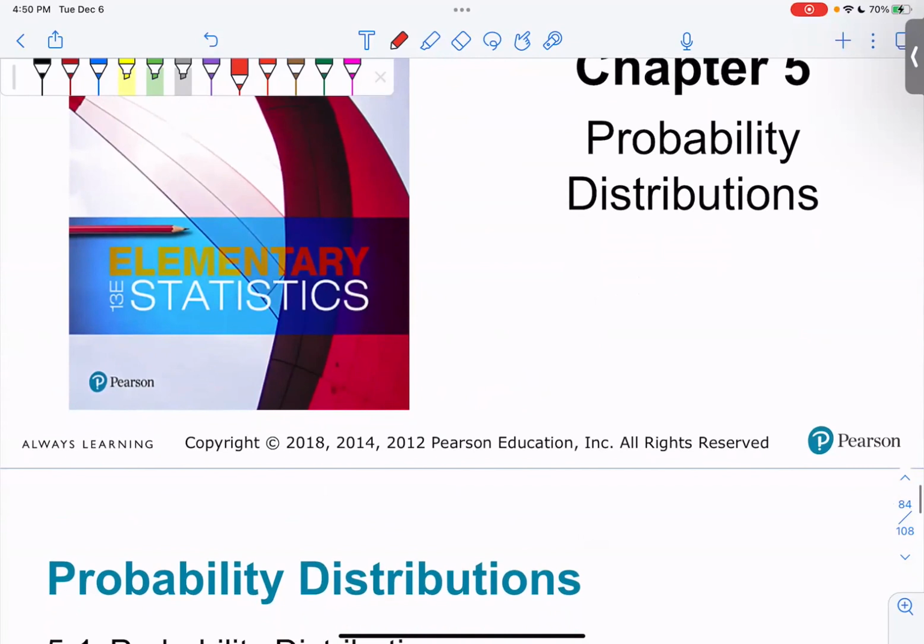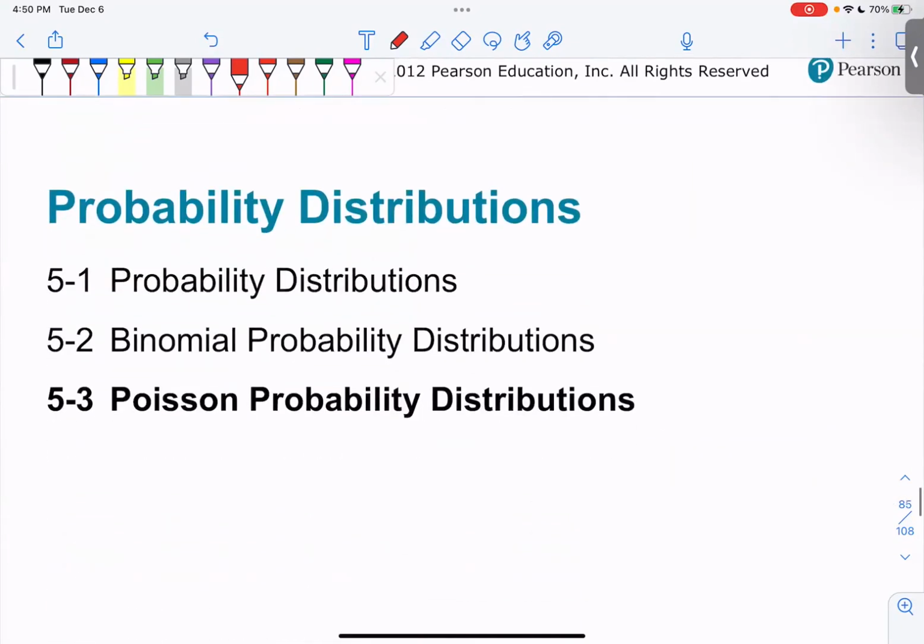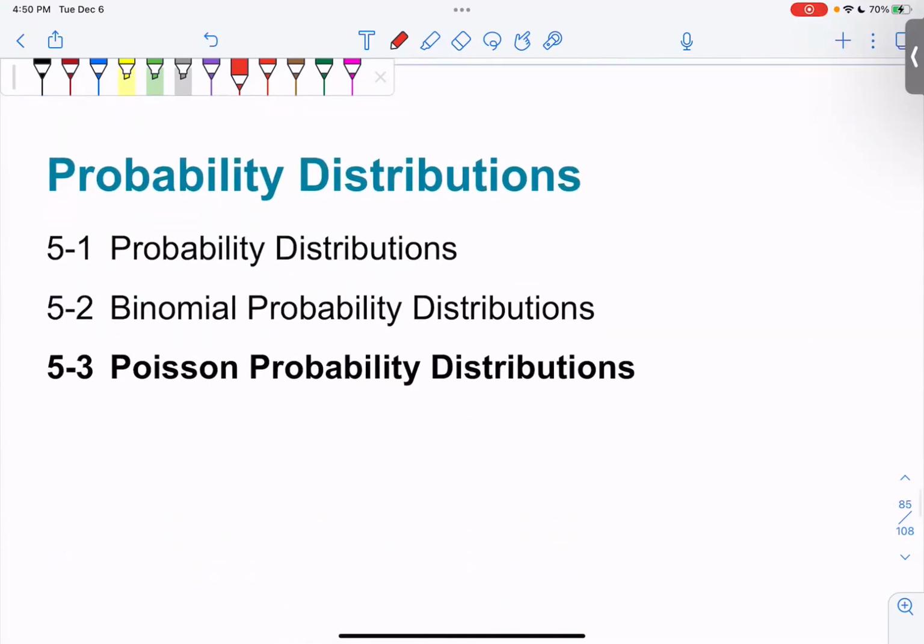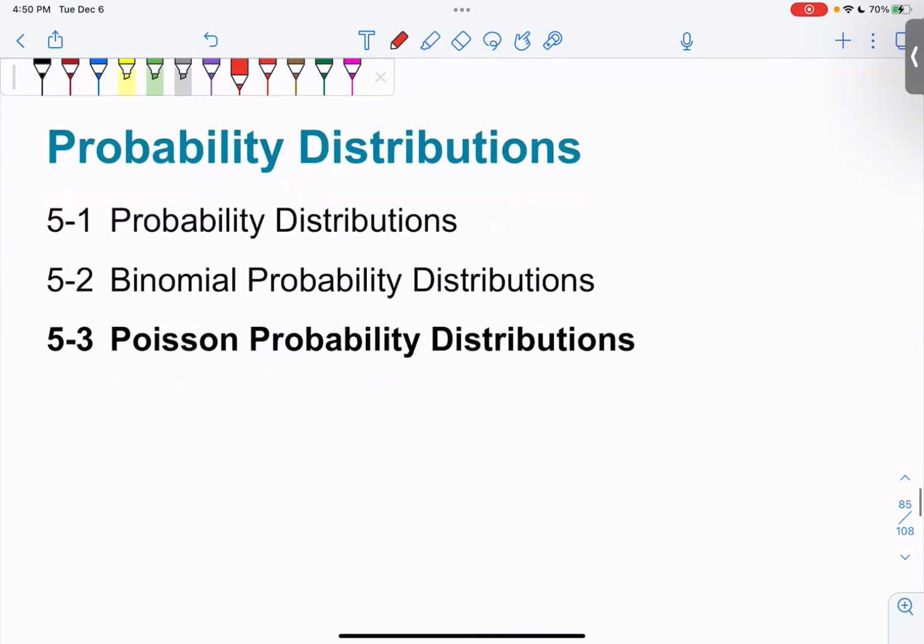Okay, what's the time now? Okay, so we have Poisson distribution. It can take a few minutes, and then at least we start with this one.